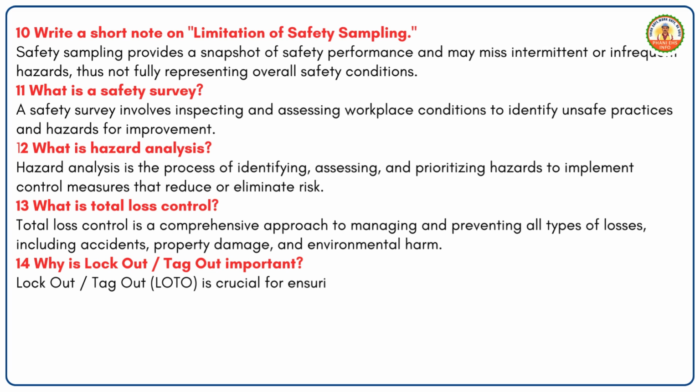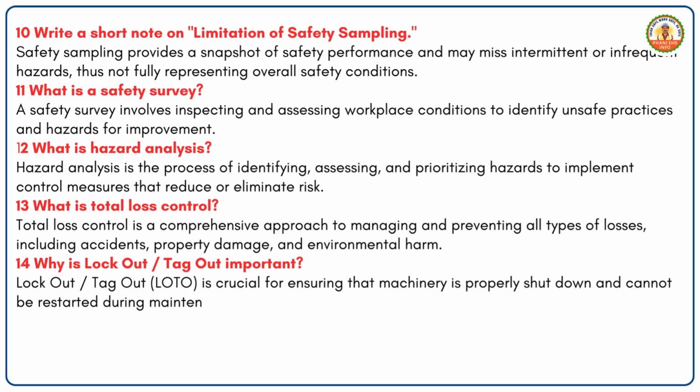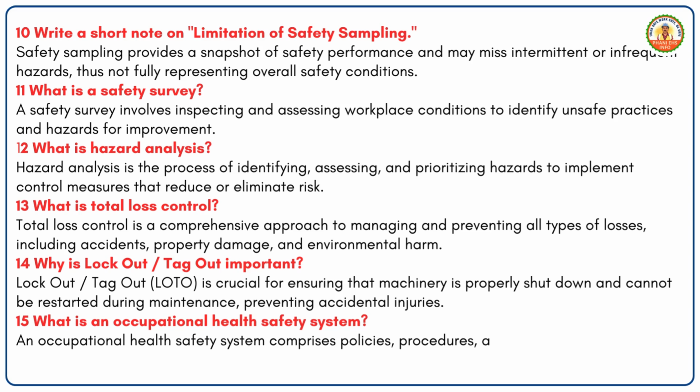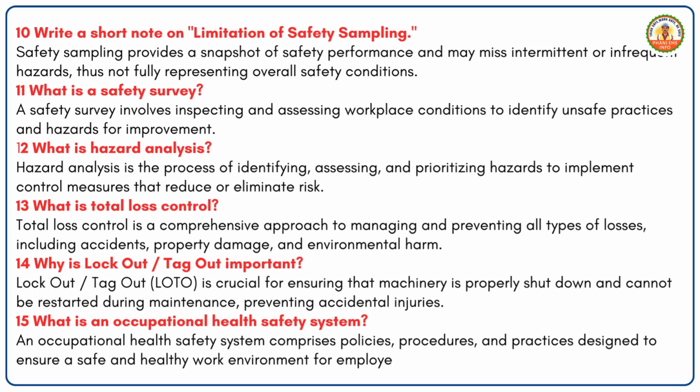14. Why is lockout-tagout important? Lockout-tagout, LOTO, is crucial for ensuring that machinery is properly shut down and cannot be restarted during maintenance, preventing accidental injuries. 15. What is an occupational health safety system? An occupational health safety system comprises policies, procedures, and practices designed to ensure a safe and healthy work environment for employees.